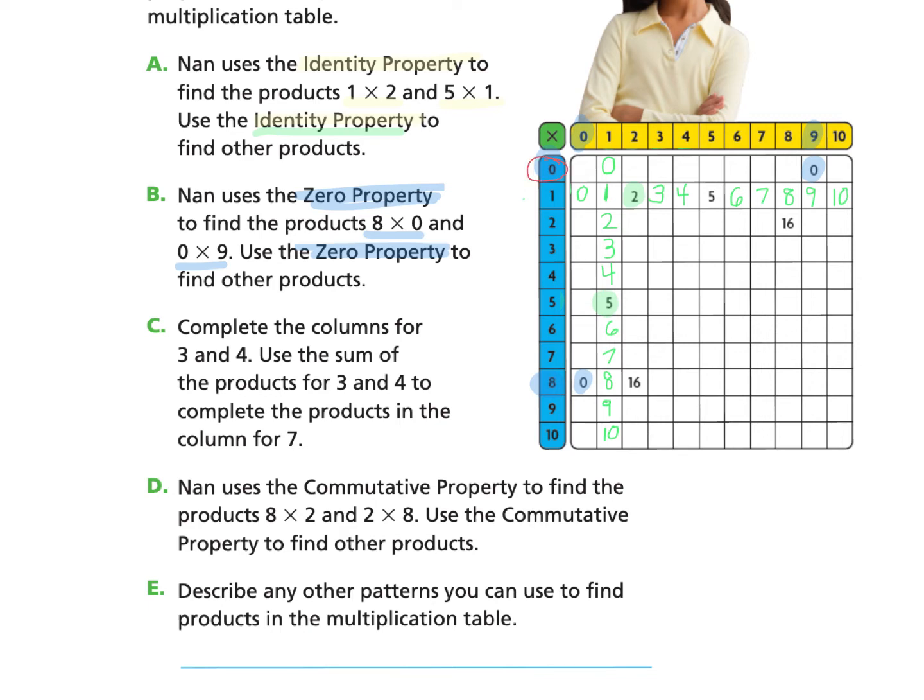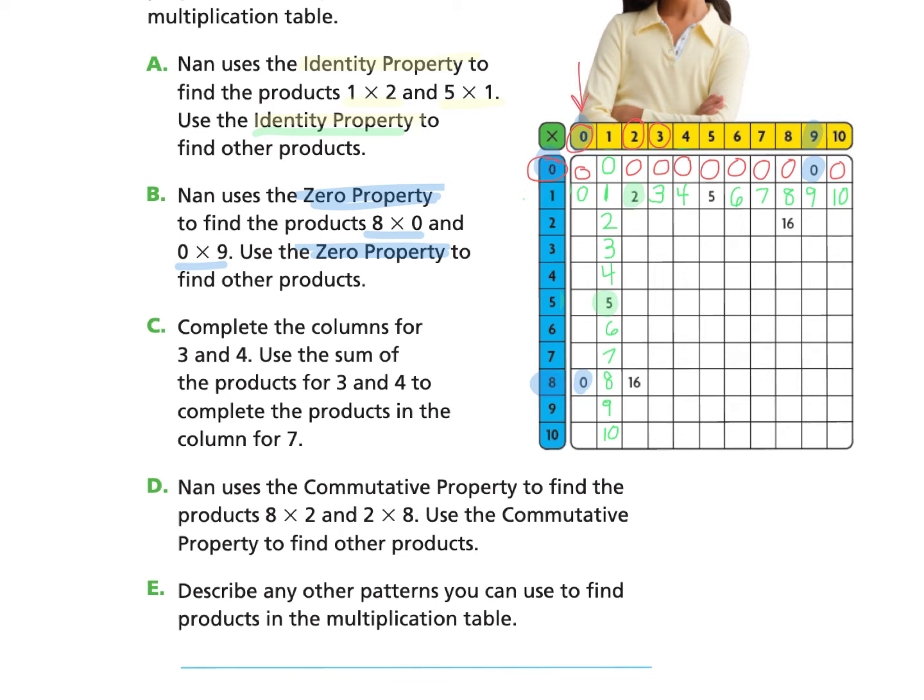We have 0 times 0. So 0 times 0 is going to make 0. Nothing times nothing makes nothing. Then we already have 0 times 1 filled in, so we'll move on to 0 times 2, and that's going to be nothing. 0 times 3 is nothing. And again, using the 0 property, I know that no matter what we multiply 0 with, it's going to be 0. And so I've done that horizontally.